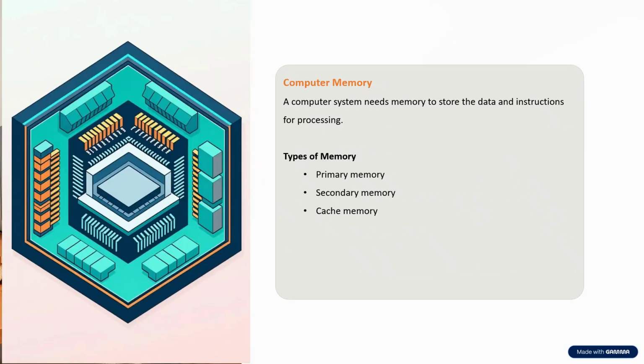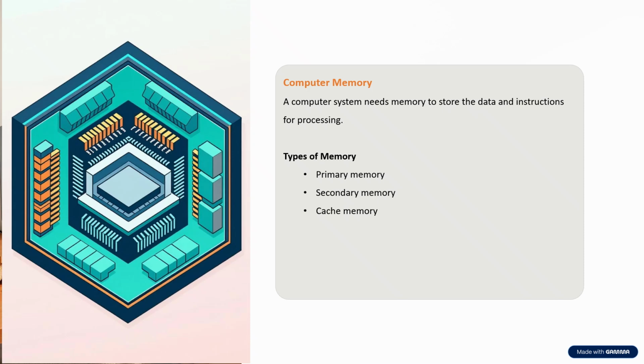Then go to the next unit, that is computer memory. A computer needs memory to store the data and instructions in our computer system for processing. There are three different types of memory: primary memory, secondary memory and cache memory. Primary memory is temporary memory, the main memory. It stores the data temporarily. When the power goes off, the data will be lost. Secondary memory is permanent memory which stores the data permanently as long as the user wants.